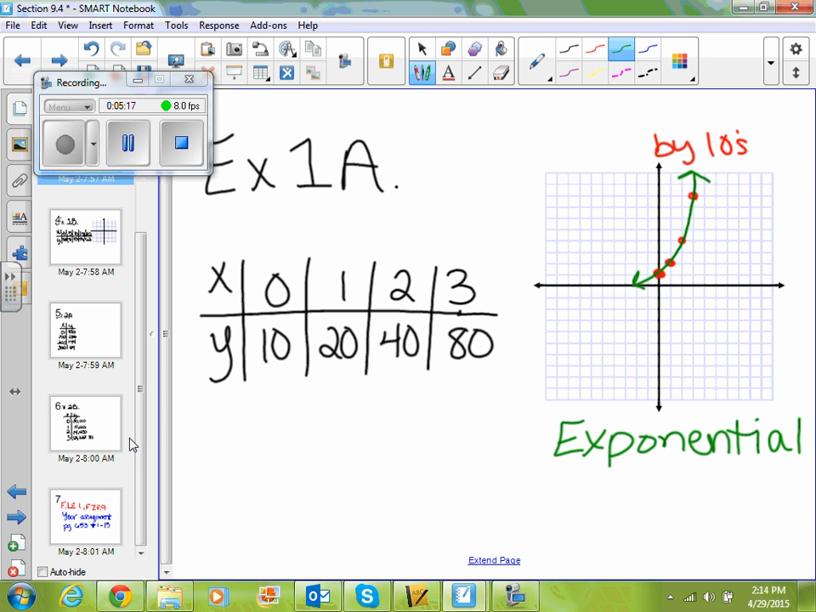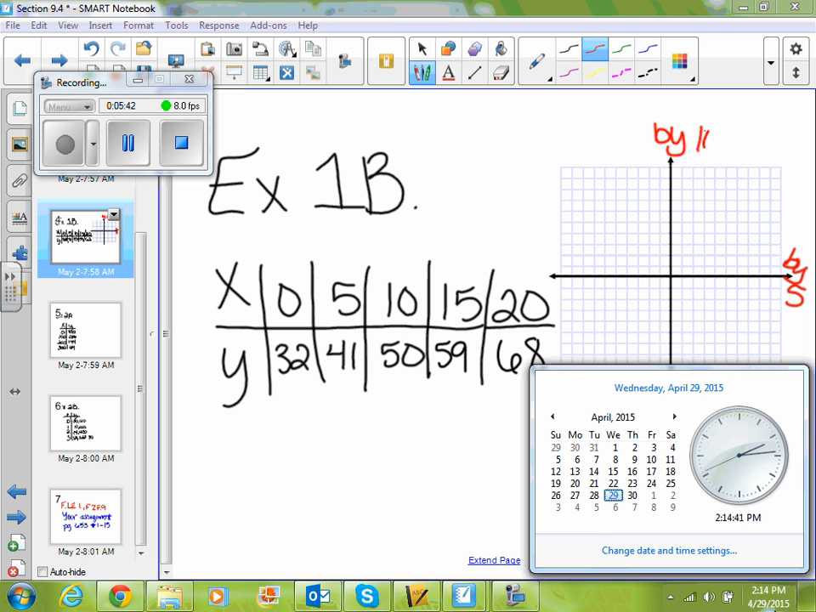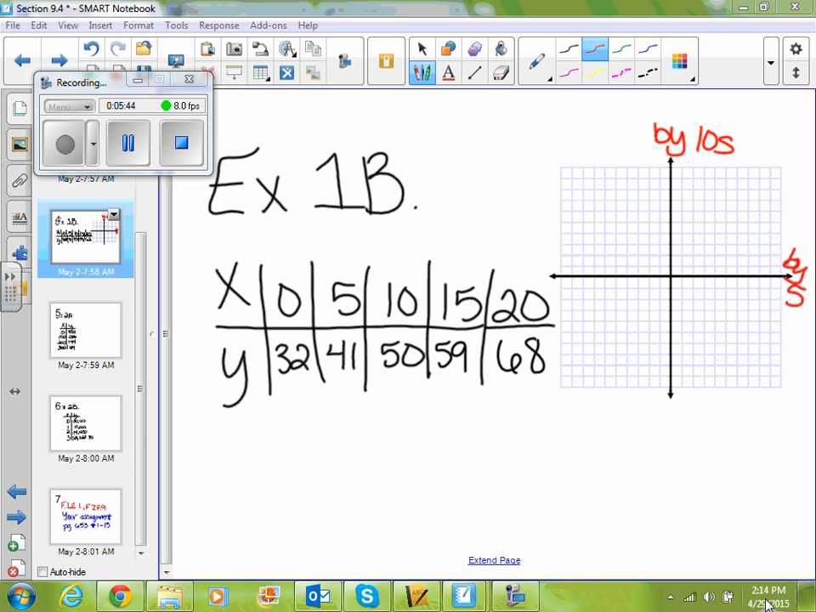Okay, so let's do one more like that, and then we'll look at tables of values. Okay, so I'm given the table 0, 5, 10, 15, 20 for my x's, and 32, 41, 50, 59, 68 for my y's. So I'm going to need to graph this to figure out what type of function it is. Okay, so since my x's go by 5, 0, 5, 10, 20, I'm going to go by 5s. And since my y's kind of go by 10s, I'm going to go by 10s.